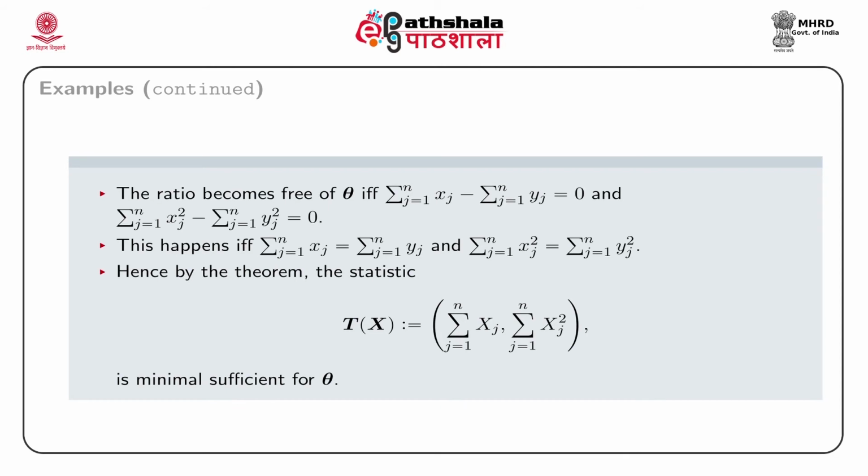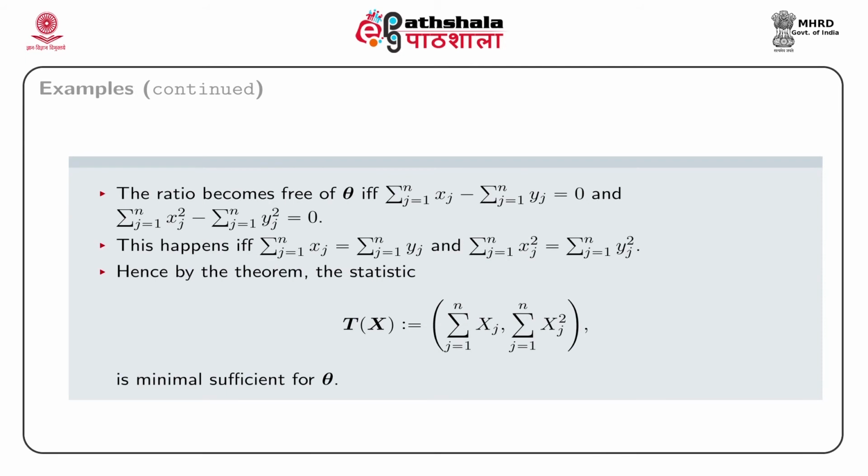Now we move on to the third example. Suppose that x1, x2 up to xm are independently distributed normal(mu, sigma1 square) variables, and xm+1 up to xn are independently distributed normal(mu, sigma2 square) variables. The two sets of variables are distributed independently of each other.